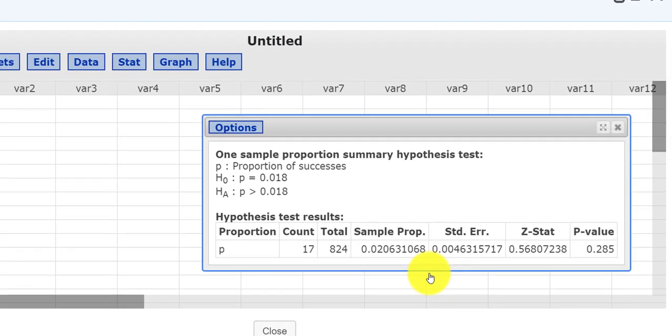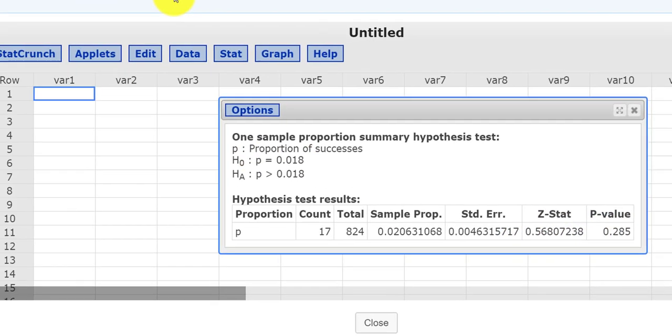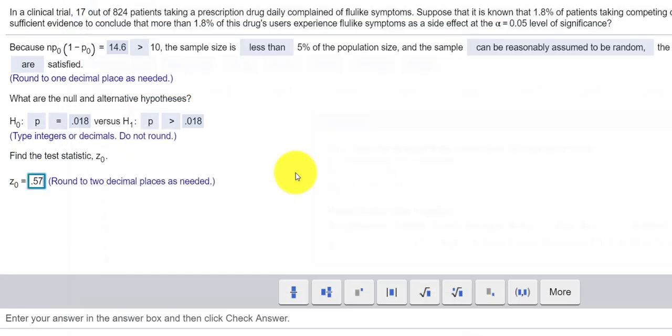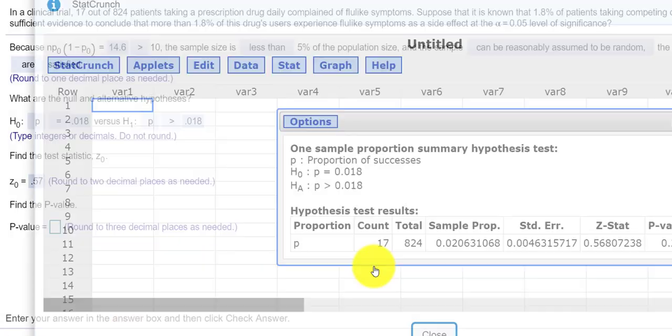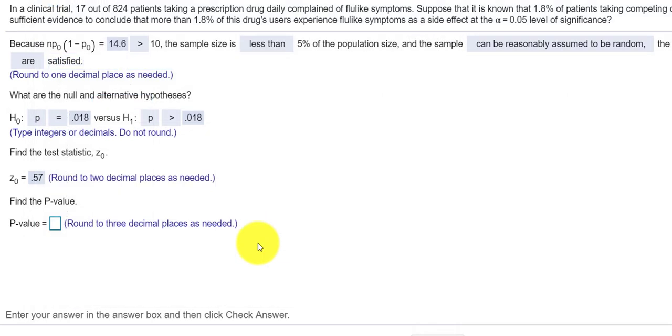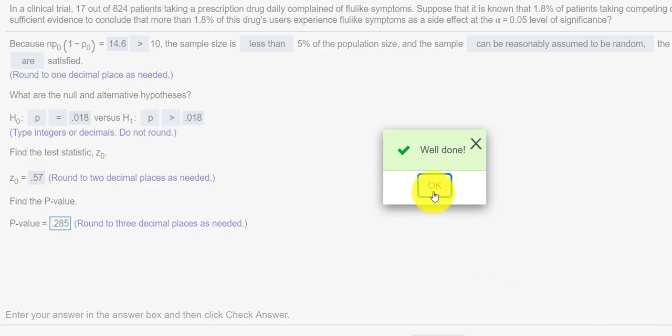I press compute, and what's nice about this is it provides a z-stat for me and a p-value. So the test statistic would be the z-stat, and it says to round to 2 decimal places. So we'll enter 0.57. Let me just shrink this for a moment. Check answer. Well done. And then the p-value is 0.285. So let's enter 0.285. Check answer. Well done.